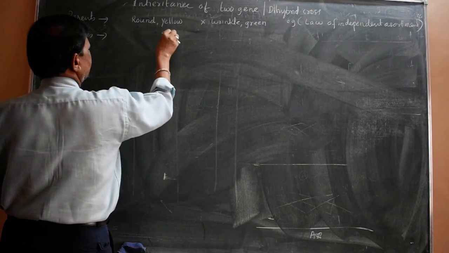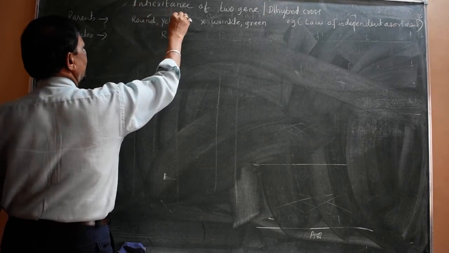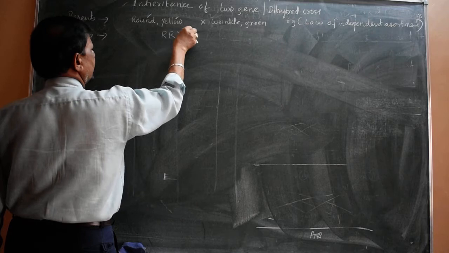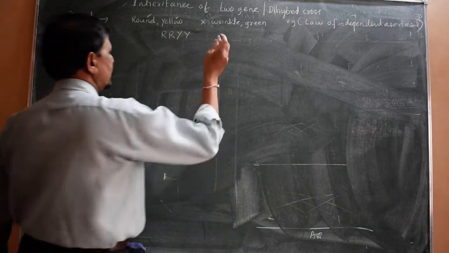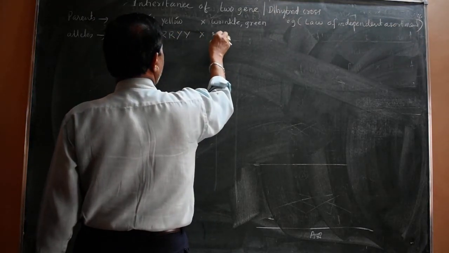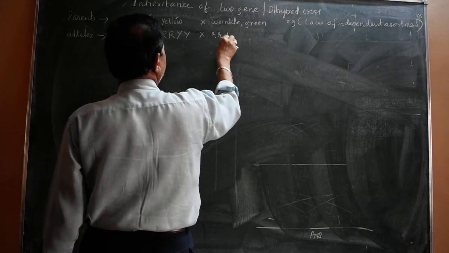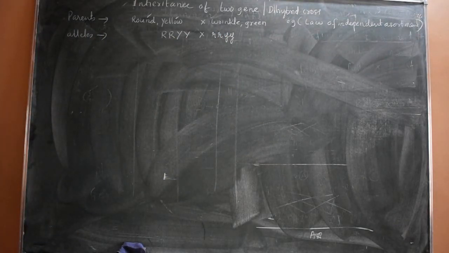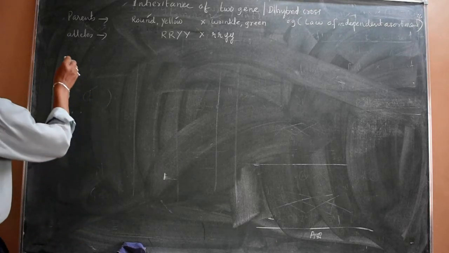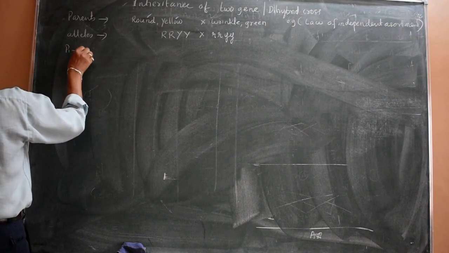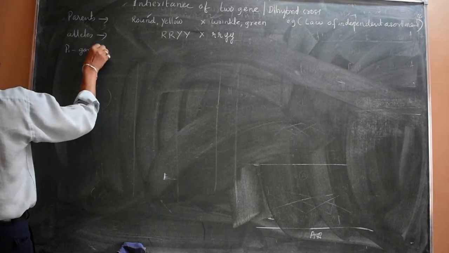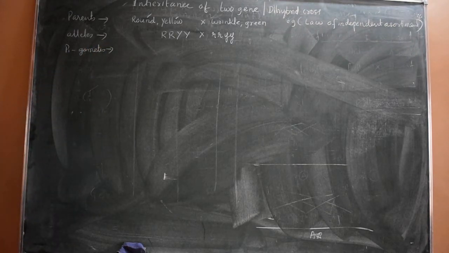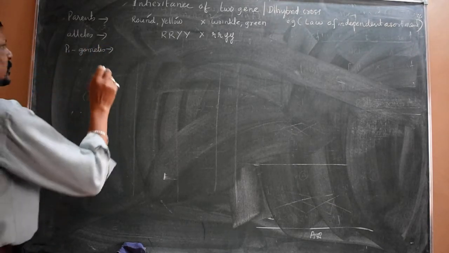Now I will write the alleles here. Capital R for round, and capital Y for yellow. Then small r for wrinkled, and small y for green. Now what we have to do? Now we have to separate the P1 gametes. Take note. Which are the P1 gametes?